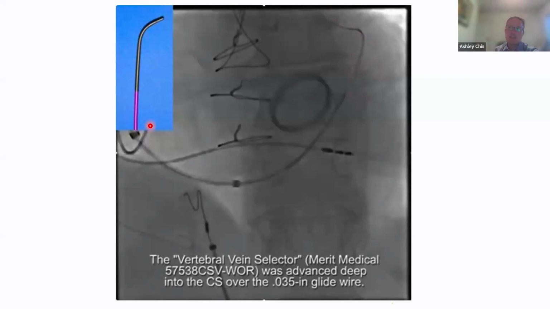Over your vertebral selector you've got your braided core. Then over the braided core you've got your CSG sheath. So you've got four telescoping structures that you can use, and it tends to be quite stable to advance and get into the coronary sinus. So this is something you can use for a situation where you can't advance the outer sheath over a diagnostic catheter.